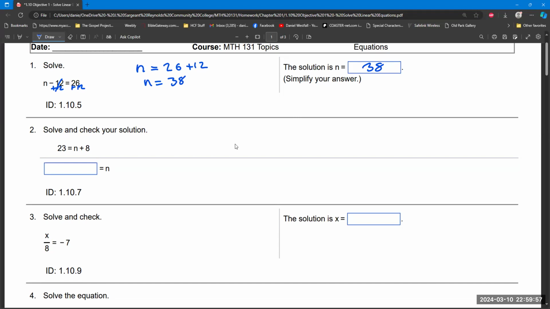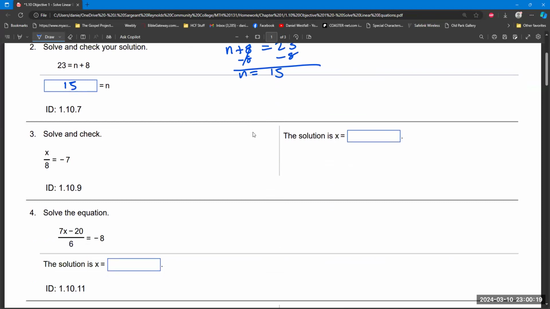If 23 equals n plus 8, that's the same thing as n plus 8 equals 23. One of the properties of equality says I can switch sides. So let's subtract 8 from both sides, and n is going to be equal to 15. They just want us to check that 15 plus 8 is 23. So n is 15.